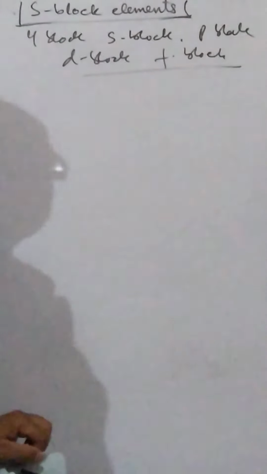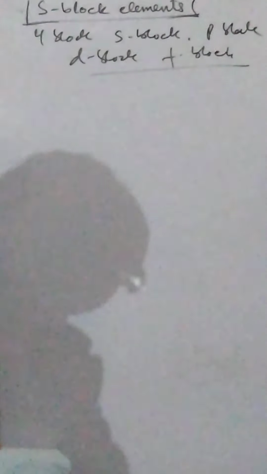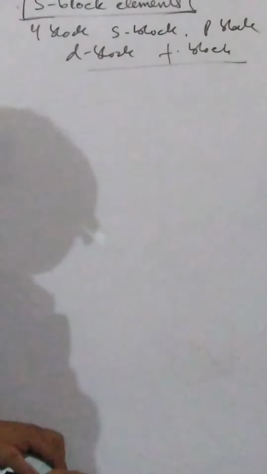In S block, the last electron goes to the S subshell, and in P it goes to any orbital of the P subshell, and in D it goes to an orbital of the D subshell. And similar is the case of the F block elements. Our topic is S block elements.